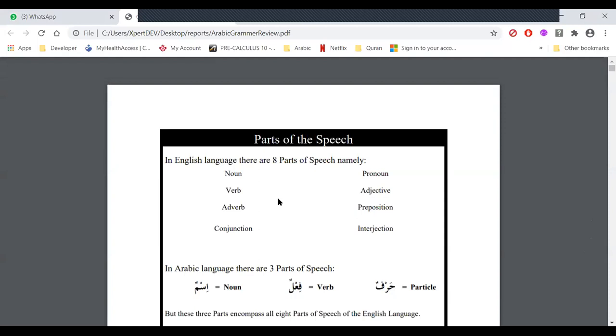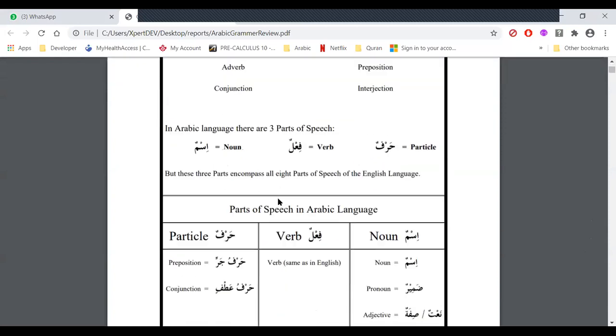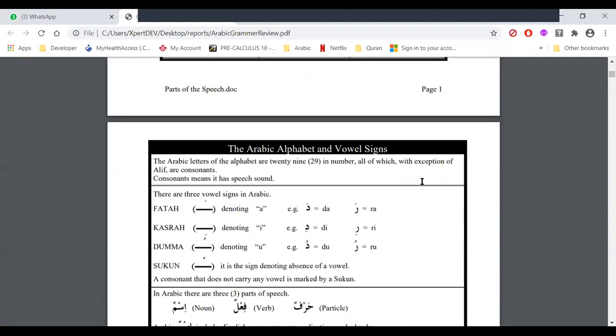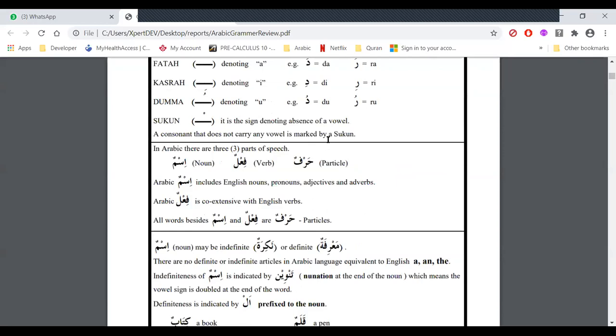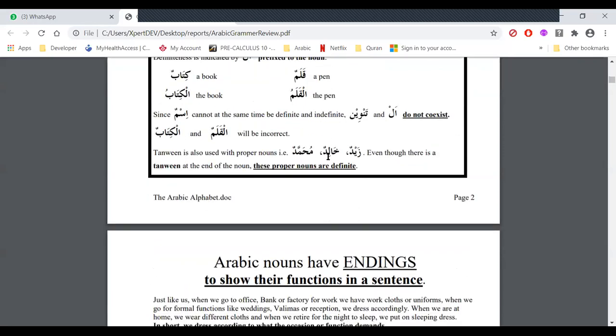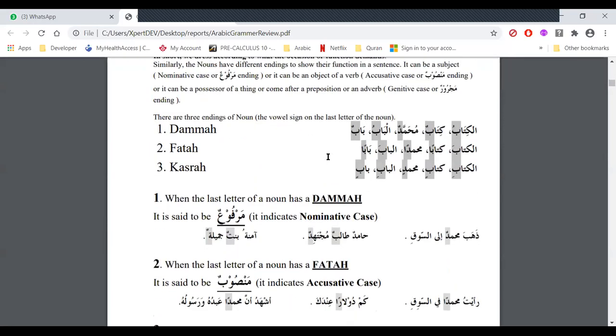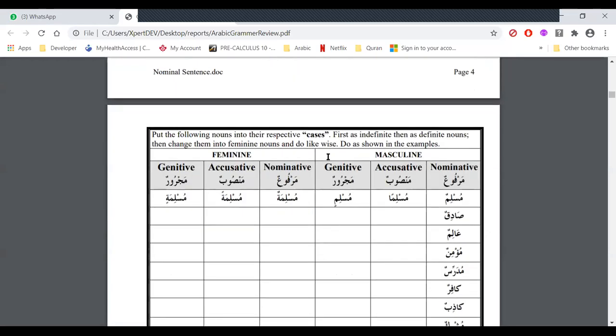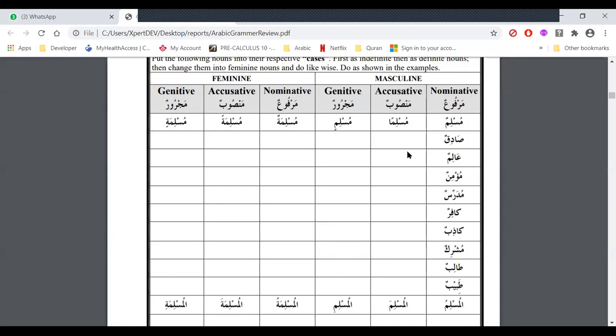So let's look at it very, very quickly. It has the parts of speech, and then it tells you exactly what I've been teaching you. It's a good review. If you just go through this one document, inshallah, this will give you a good understanding. So here is kind of a review. And then look at this chart. Remember we did this: Muslimatun, Muslimatin. So now if you want to do it yourself, these are the words for you to do in the same pattern, and the chart is given.